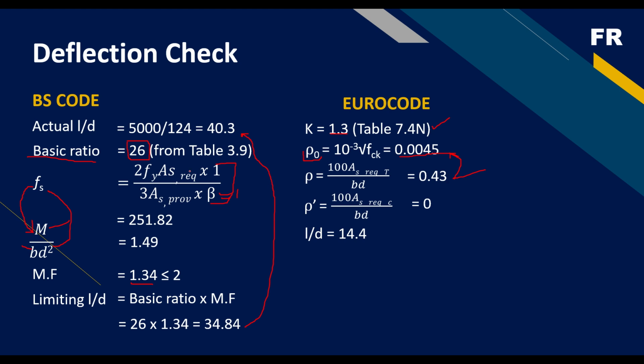Now you can see a huge difference between the basic ratio in the BS code and the basic ratio in the Eurocode. So this is going to be a huge problem. 14.4 compared to 26, you can see the difference. The next thing is you now do what we call application of the reinforcement effect, just like the way we did in this step here, modifying the basic ratio. But according to the Eurocode, there are three things you can use to modify this basic ratio. The first thing is the flanges.